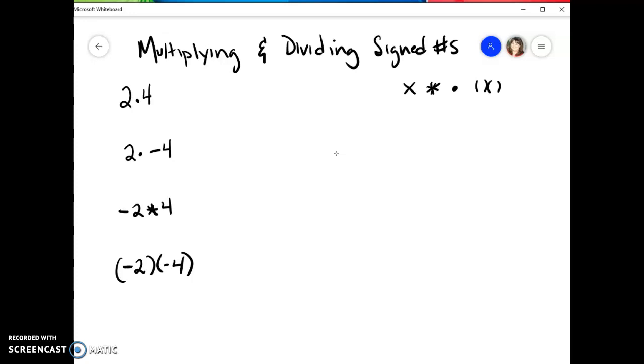Now, when you multiply signed numbers, if they have the same sign, the result will be positive. If they have unlike signs, the result will always be negative.